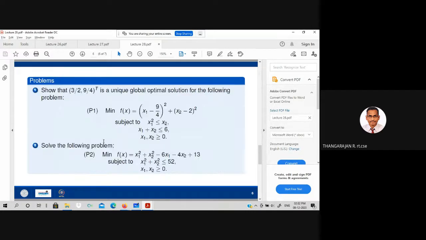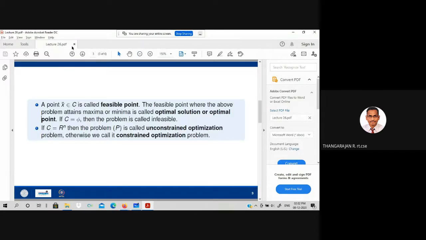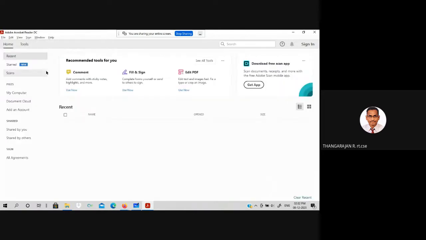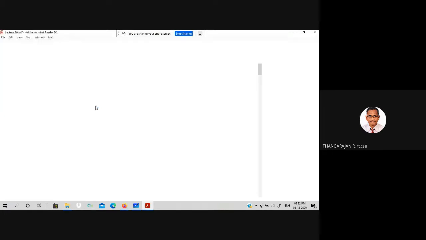These things I will not go much into. So with this I can wind up this optimization problem. Next I will get into the other problem, that is our problem of support vector machine.